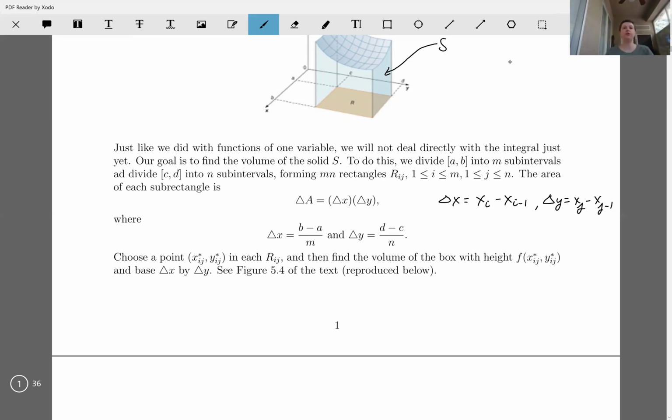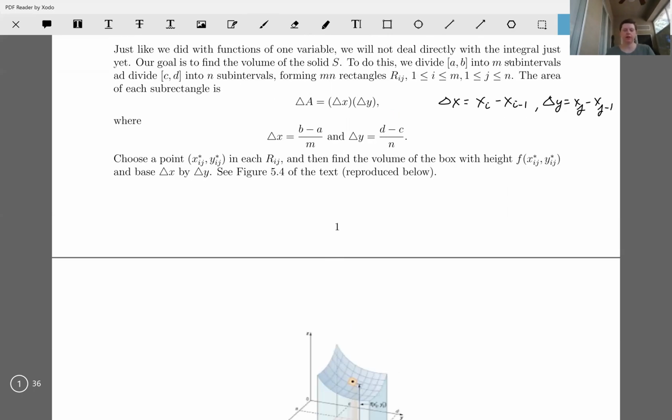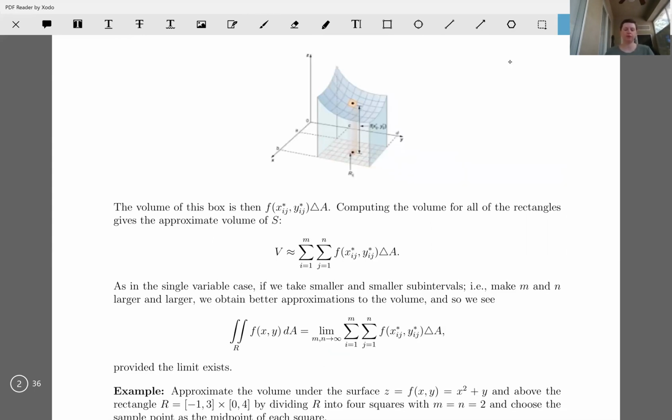All right, so we're going to choose a point, x sub ij star, y sub ij star, in each subrectangle R sub ij. Then we're going to find the volume of the box with height f evaluated at that point, and the base is delta x and delta y. And you can see that from figure 5.4 of the text reproduced here for your convenience. So the volume of that single box is the height, which is f at the point, times delta A. And so if we compute the volume for all of the rectangles and add them up, that's going to give us the approximate volume of our solid S.